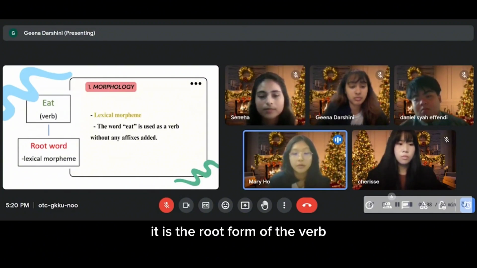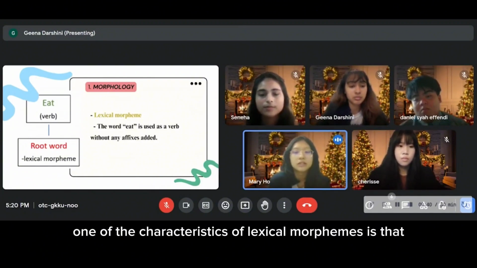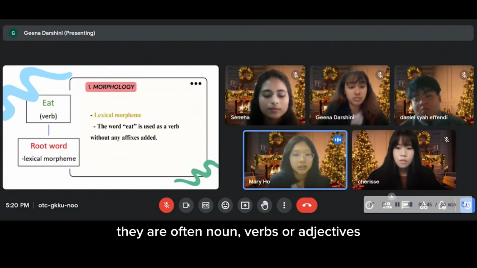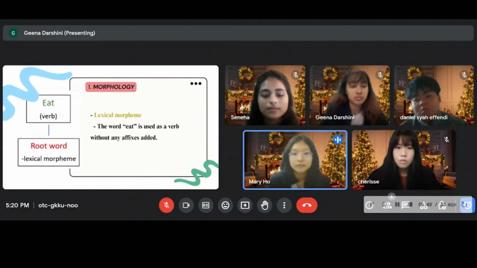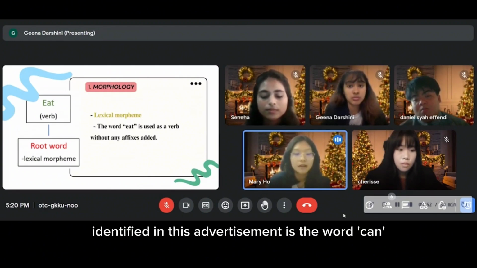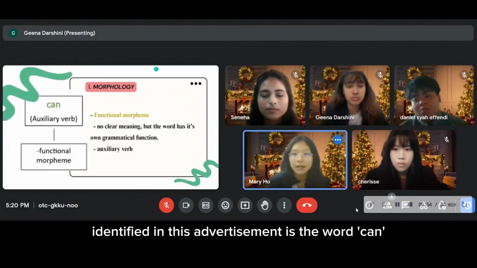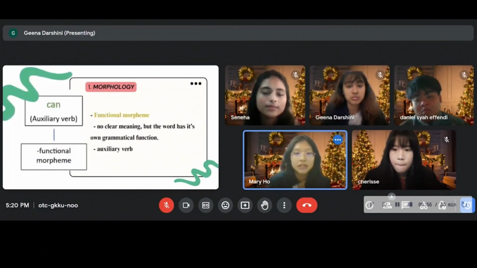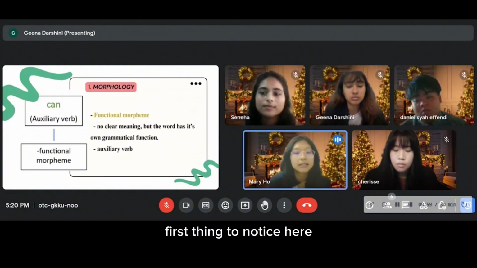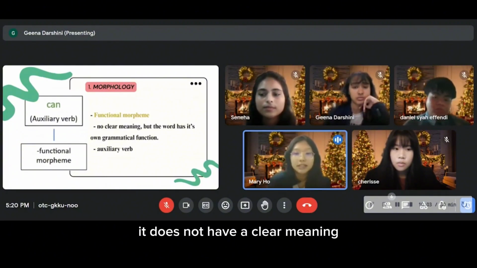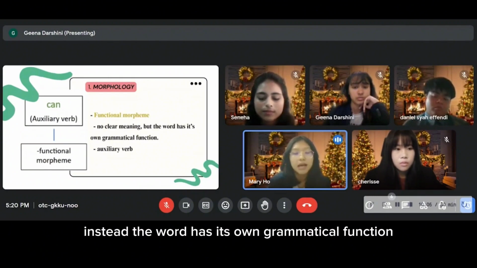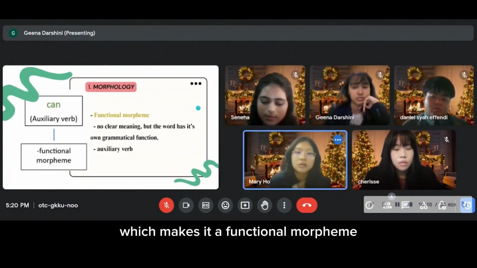It is the root form of the verb, and remember, one of the characteristics of lexical morphemes is that they are often nouns, verbs, or adjectives. These are the reasons why it is a lexical morpheme. Next, the functional morpheme identified in this advertisement is the word can. The first thing to notice here is that it is an auxiliary verb. Although can is the root word, it does not have a clear meaning. Instead, the word has its own grammatical function, which makes it a functional morpheme.